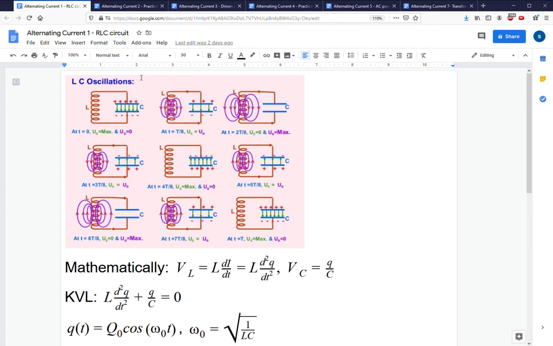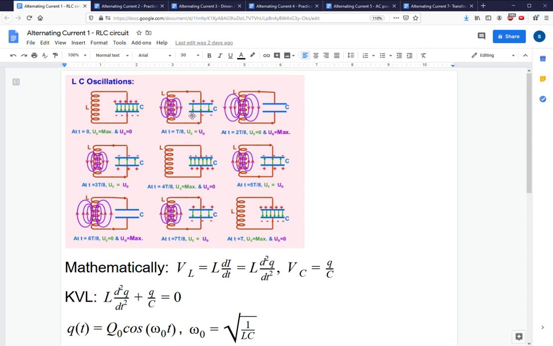All right, so that is a pure LC oscillator. Now, in reality, there's no such thing as a pure LC oscillator. There's no such thing as an inductor, capacitor, and wire that has absolutely zero resistance. And as you can imagine, the resistance will change this somewhat.